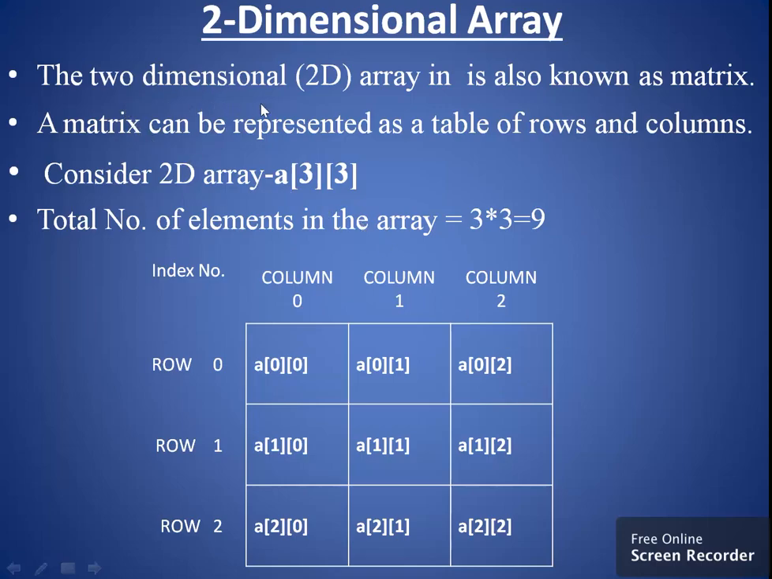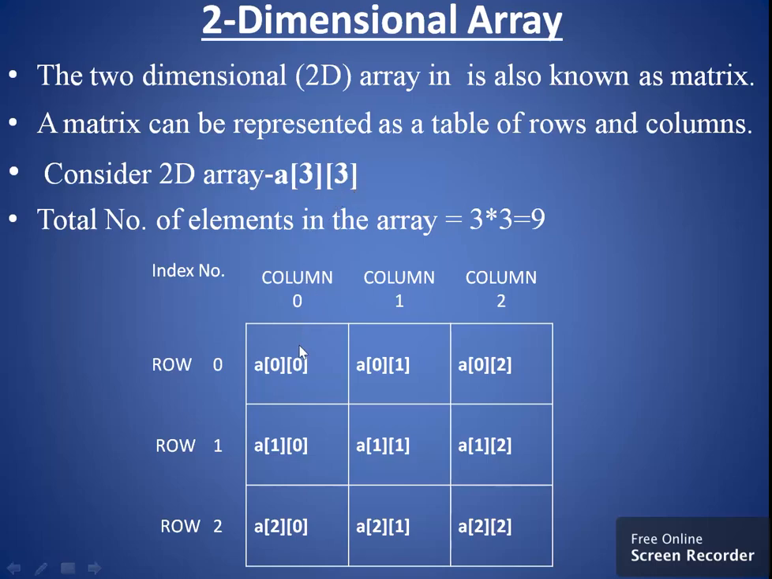The two-dimensional array is also known as a matrix. A matrix can be represented as a table of rows and columns. For explaining that, we can take the example of A[3][3]. In that, A is the array name of the two-dimensional array, and the first 3 represents the number of rows present in the two-dimensional array. Then the second 3 represents the number of columns present in the two-dimensional array.